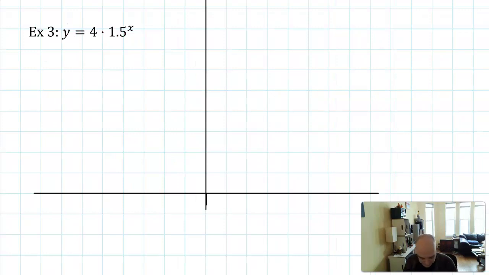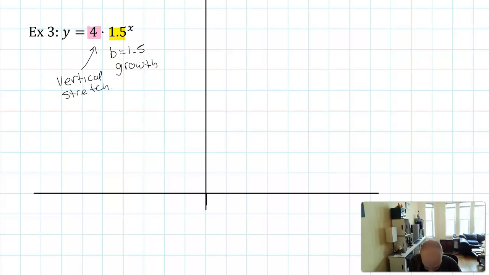Okay, next graph is 4 times 1.5 to the x. And this might look really simple, but there's some complications here. First, make sure we identify the base correctly. So the base here is 1.5, so we are going to be looking at growth. Even though it's a decimal, it's greater than 1, it's causing that growth. Then we have a 4 out front, and that's the only transformation. Remember, when you have a 4 out front, that's a vertical stretch. So we have a base of 1.5 and a vertical stretch by a factor of 4. Let's see where that gets us.